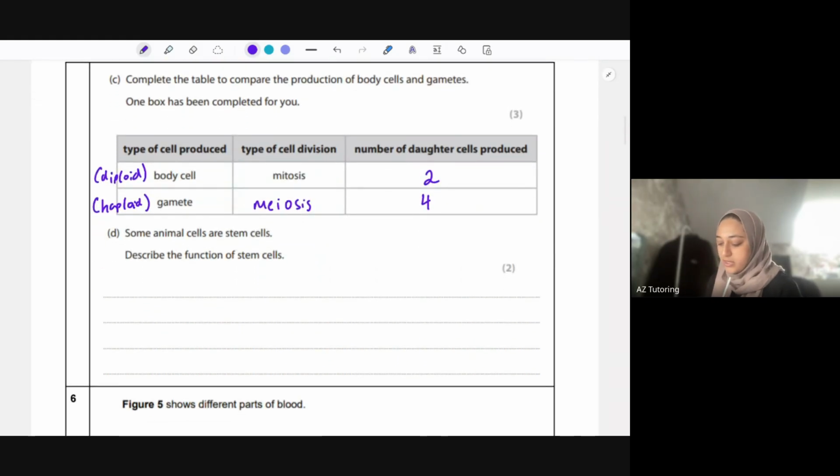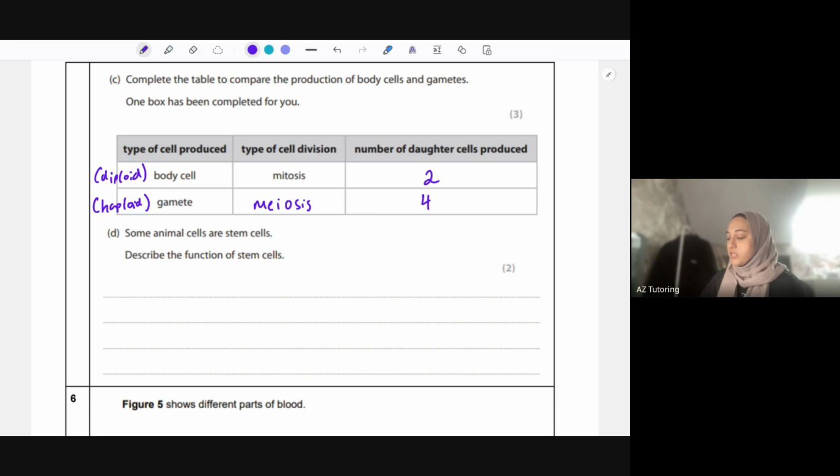Okay, so some animal cells are stem cells. You need to know where these stem cells are found. In animals, stem cells are found in the bone marrow. The bone marrow is essentially that spongy layer inside the bone. Or you can find stem cells in embryos, but you can see how that raises ethical concerns of using an embryo for that. So describe the function of stem cells. Well, stem cells can be differentiated into anything.